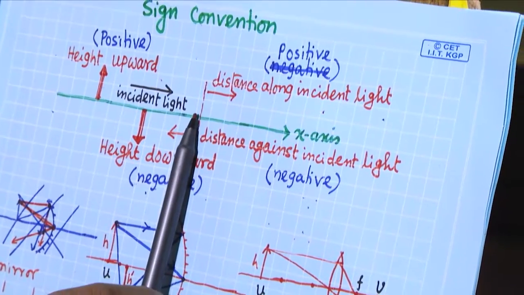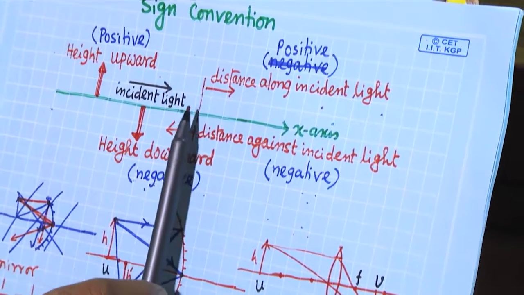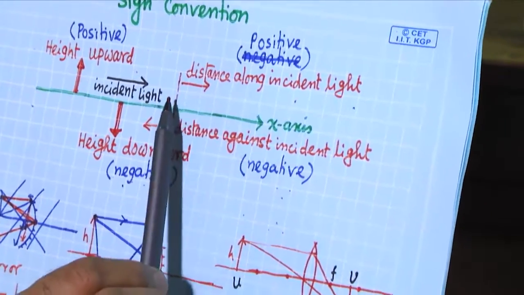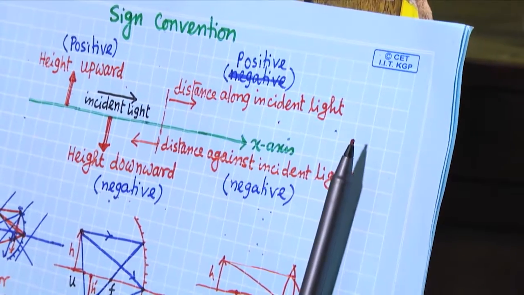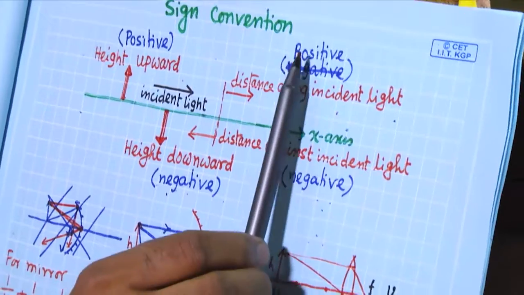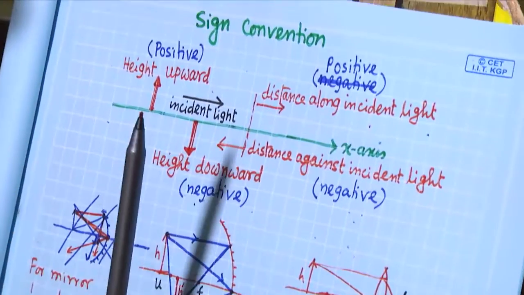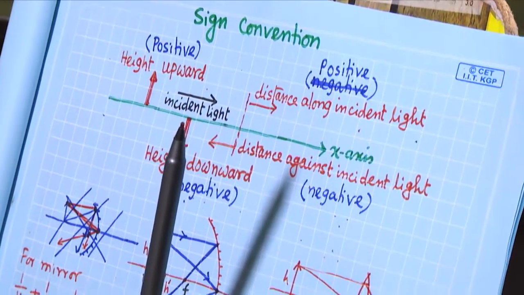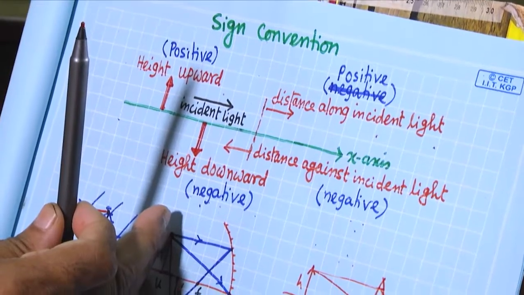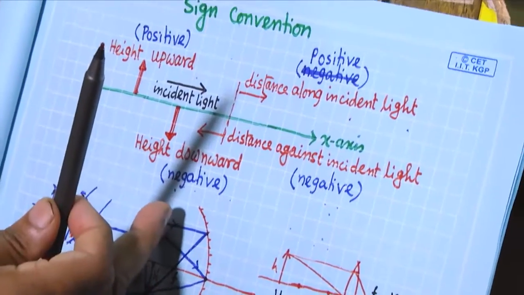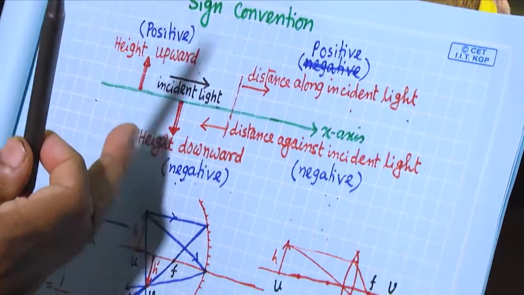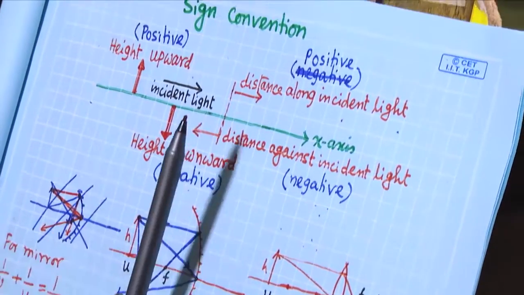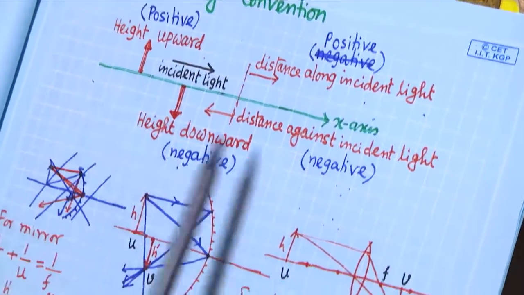If we measure the distance of the object or image along the incident ray direction, that means the positive x direction, okay, then that distance will be taken as positive, okay. So, u or v will be positive or negative, and the image or object height will be positive or negative. We will find that out following this sign convention.